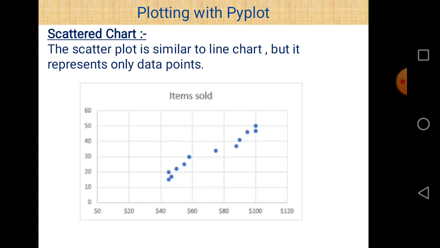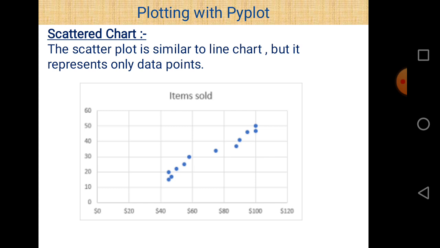And third one is scatter chart. The scatter chart is basically the same as the line chart, but there is a little bit of difference when we compare these two charts. The scatter chart plots only data points. In a line chart we join different points, and in a scatter chart there are only points and there is no line, or we can say there is no connection between different points. If we don't connect different points, then we get a scatter chart.